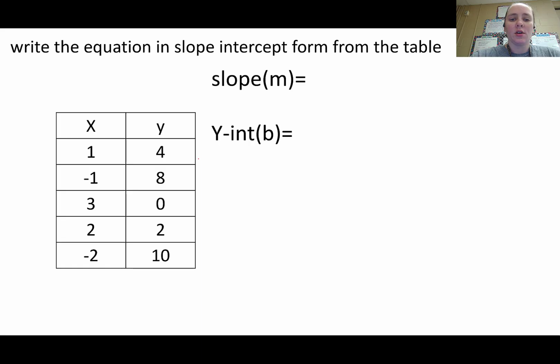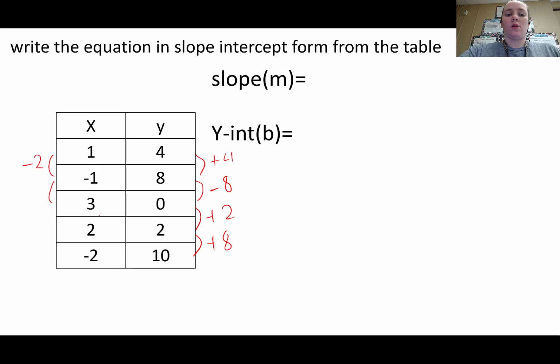So looking here, okay, 4 to 8, I'm adding 4. Here to here, I'm actually subtracting 8. 0 to 2, I'm adding 2. I'm adding 8. So 1 to negative 1, I'm actually subtracting a negative 2, or subtracting 2.